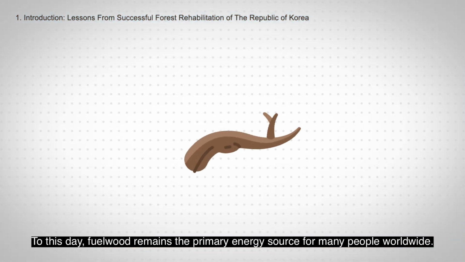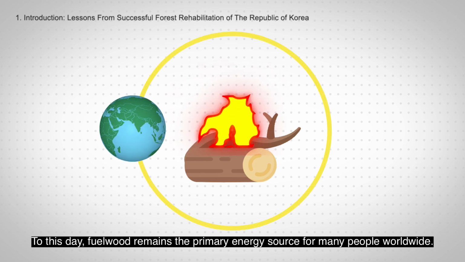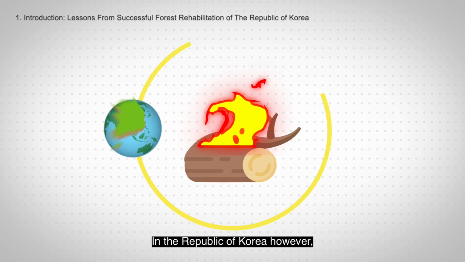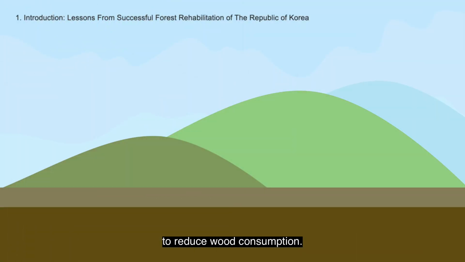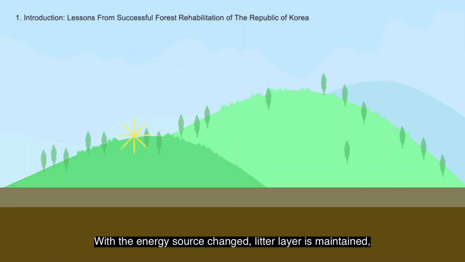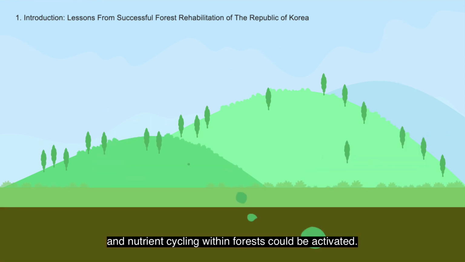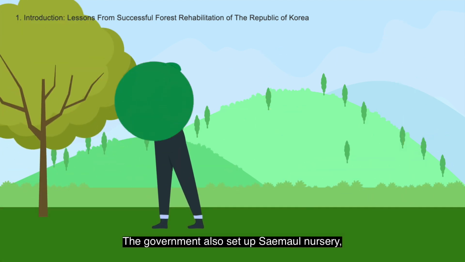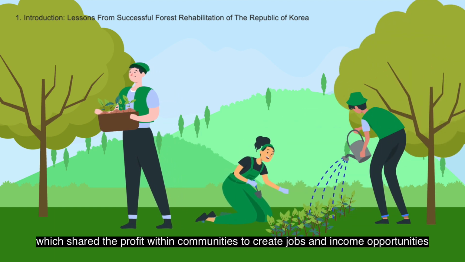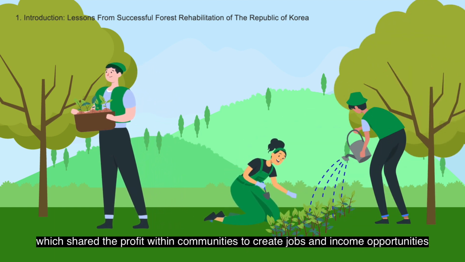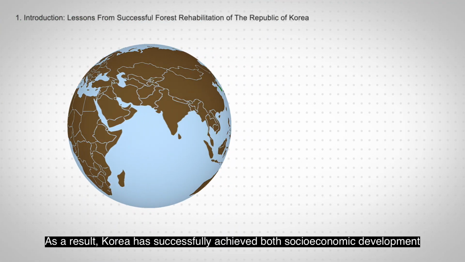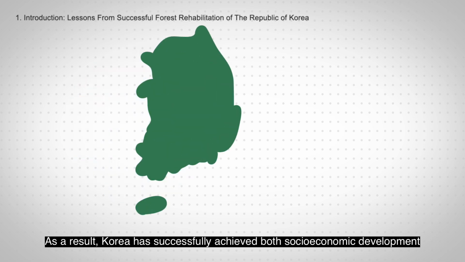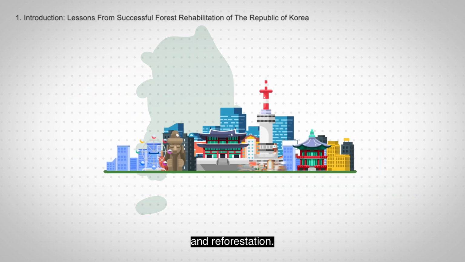To this day, fuel wood remains the primary energy source for many people worldwide. In the Republic of Korea, however, there was a shift from fuel wood to charcoal, especially for heating and cooking, to reduce wood consumption. With the energy source changed, the litter layer is maintained, and nutrient cycling within forests could be activated. The government also set up Saemaul Nursery, which shared the profit within communities to create jobs and income opportunities such as cultivation of nuts and fruits. As a result, Korea has successfully achieved both socioeconomic development and reforestation.